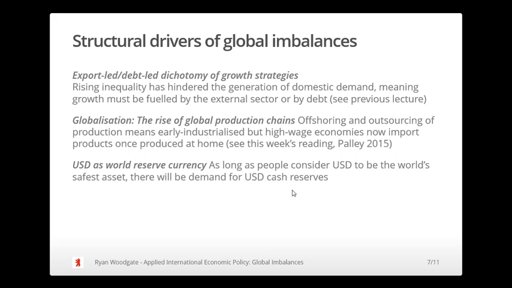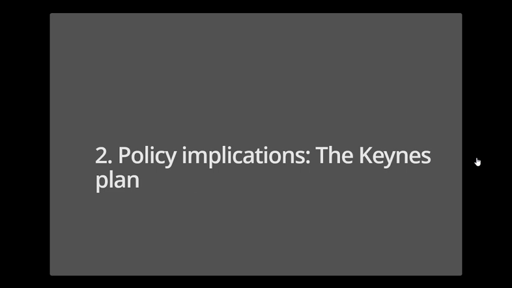So for the reasons we have considered, namely the potential slowdown of the economy caused by global imbalances and the clear risks to stability, let's consider now some policy implications. And in particular, I want to spend a little bit of time at the end just discussing the Keynes plan.